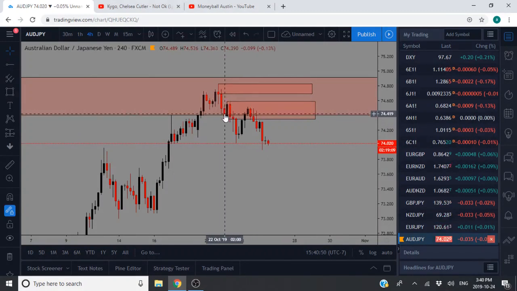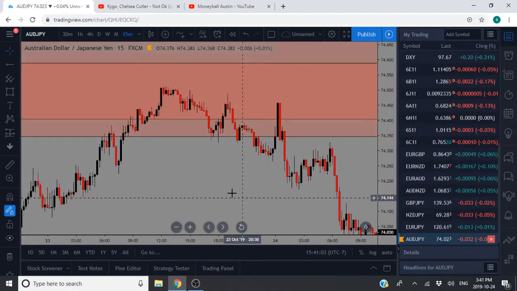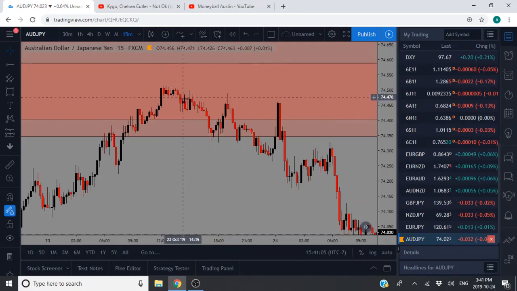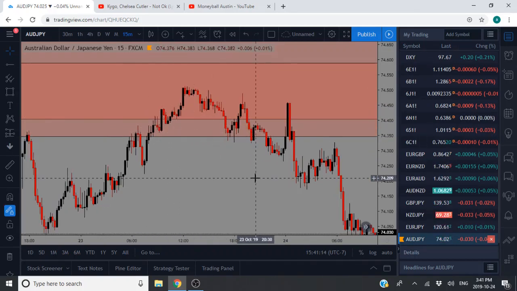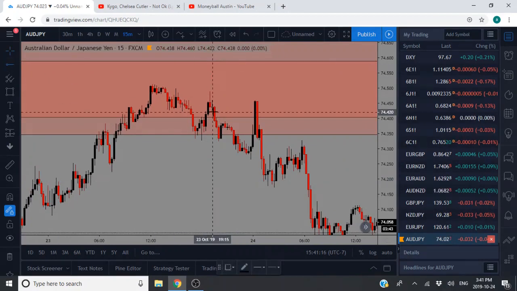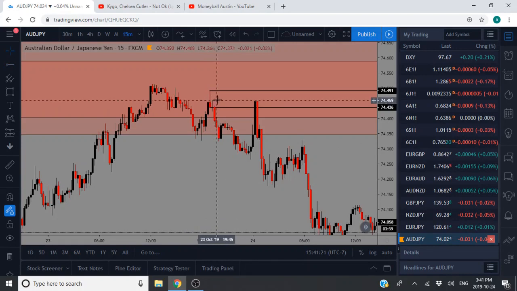So anyways, given the fact that we know that price is inside daily supply, we have that reaction based off the 4-hour price coming up into 4-hour supply. I went down to the 15-minute, and we begin to see 15-minute supply zones being created and 15-minute demand zones being removed. All right, so that's what I was eyeing, and this was the level. That was the level I picked up.